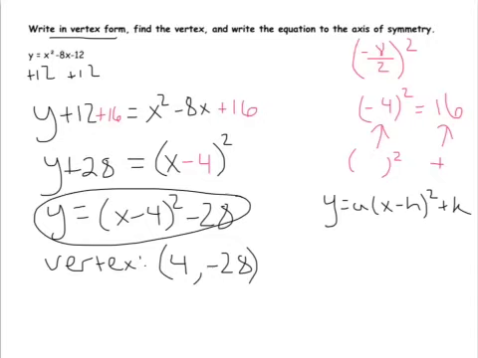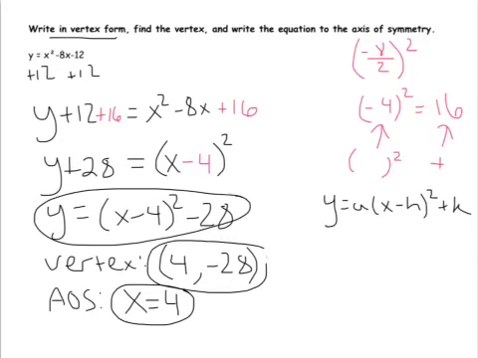The last thing that we need is our axis of symmetry, and it's an equation to the axis of symmetry. So my axis of symmetry is going to be x equals, and it's my positive 4 that I had for my vertex. Now that's it.